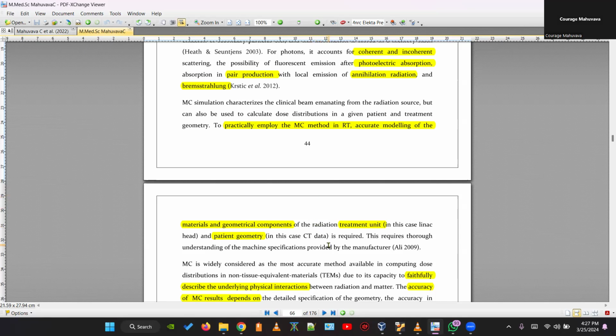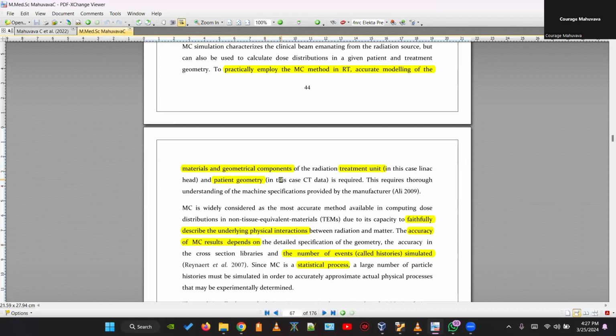If you are modeling, on the other end, dose in the patient, so the way you model dose in the patient, you first have to model the radiation unit, and then you store your output at a given point, usually 100 centimeters from the source, right? If it's an SSD technique. And you take that output, you run it through the patient, right? And then you calculate the dose.